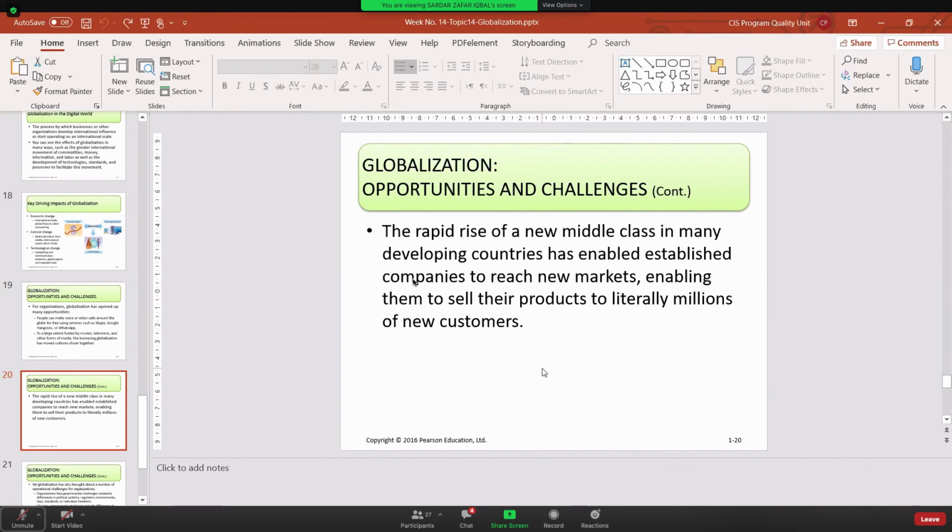Every country has its own pros and cons. But with the rise of the middle class, you can find more middle class people in these countries. So you have different opportunities available as a business.